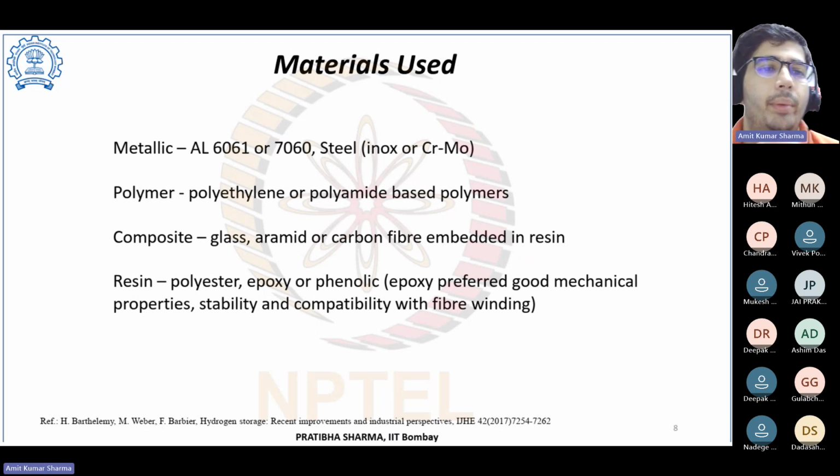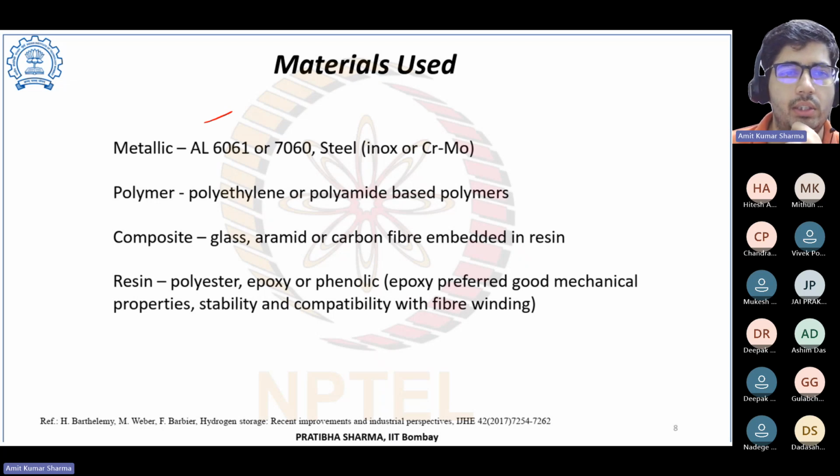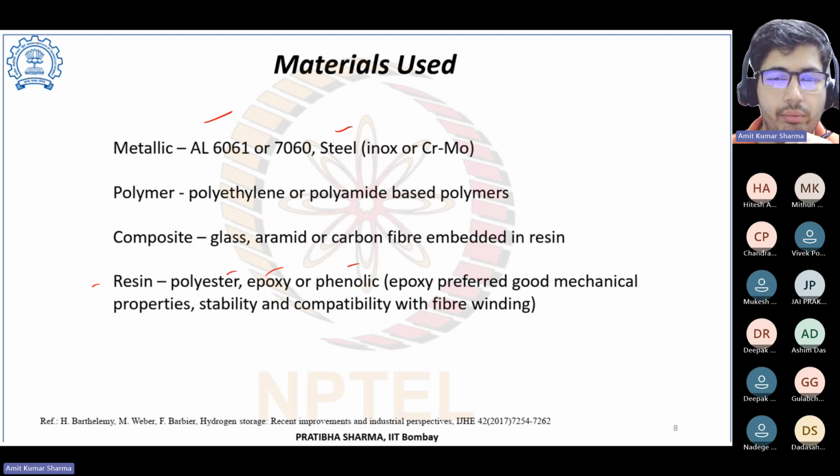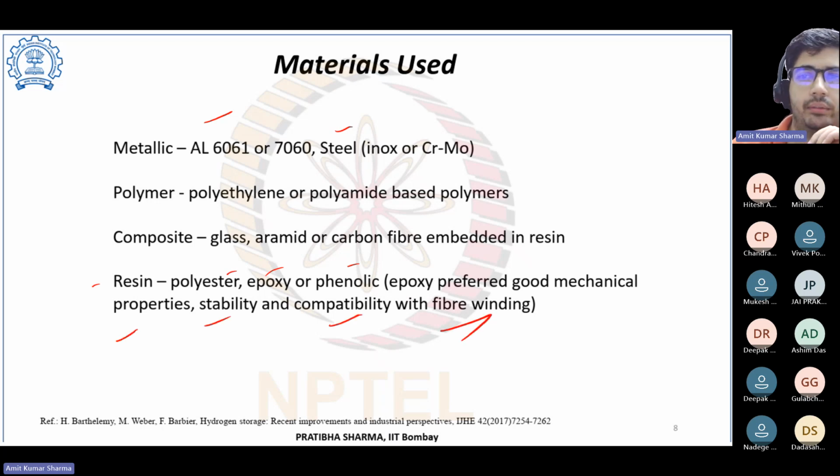The materials, like for metallic, we have AL6061, these are the codes, or 7060, steel, inox, or polymer, polyethylene or polyamide based polymers, composite, glass, aramid or carbon fiber embedded in resin. For resin, polyester, epoxy or phenolic. Epoxy can have good mechanical properties, stability and compatibility with the fiber winding.